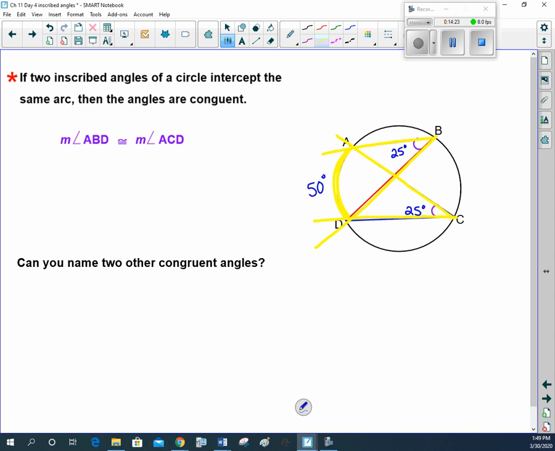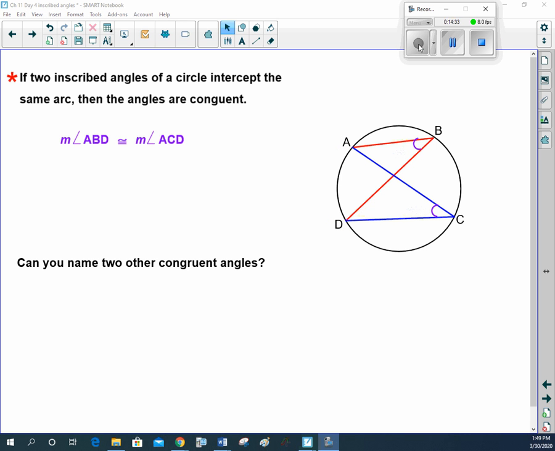This one says, can you name two other congruent angles? All right, let's erase all that stuff that we have on here, and we'll see if we can figure out two other angles. Okay, so we have angle B and angle C, so I bet we could do the same thing with angle A and angle D. Angle A, right here, I'm going to draw that kind of long, intercepts arc BC, and the same thing with angle D. It intercepts arc BC. So we could say then that angle A and angle D are congruent.